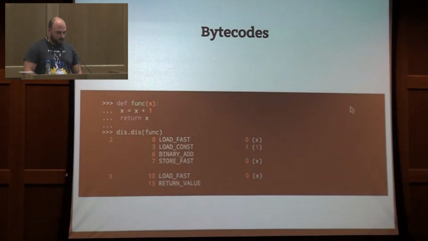Another example: we define a function where we increase the value of the parameter and return it. Here is the example of the function with the disassembler. LOAD_FAST, LOAD_CONST, BINARY_ADD, STORE_FAST, LOAD_FAST, RETURN_VALUE. So it's not a really complicated function, but we can see the bytecode.